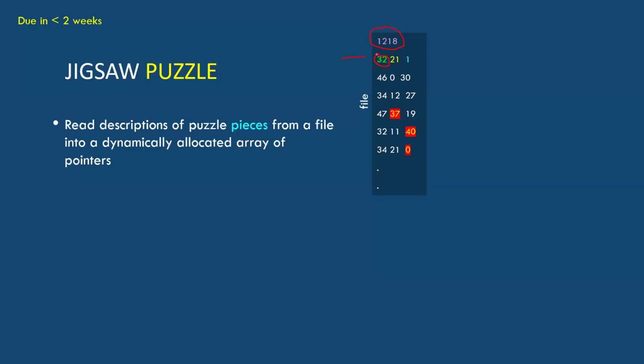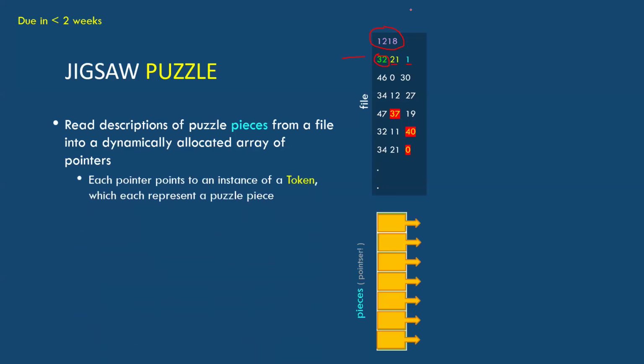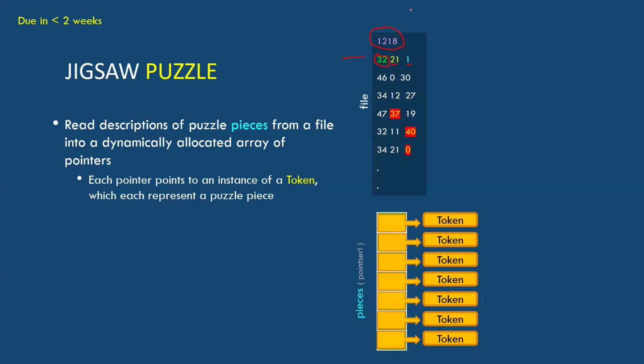And so we're going to need to read 3 integer values from every row, the first one being what characters should this be? And the other two are a zero-based row and column number where it fits in our puzzle. Okay. So when we talk about laying these pieces on the table, what we're going to do is have an array of pointers. So that's 1,218 positions in our array. And each pointer is going to point to an instance of, we're going to just call it a token, but it's really a puzzle piece.